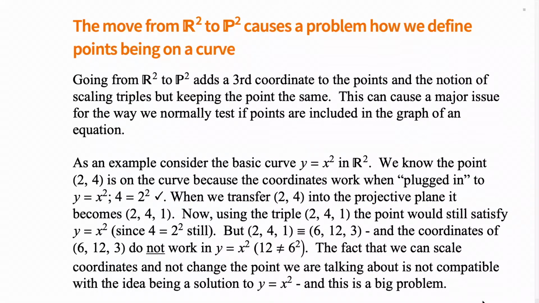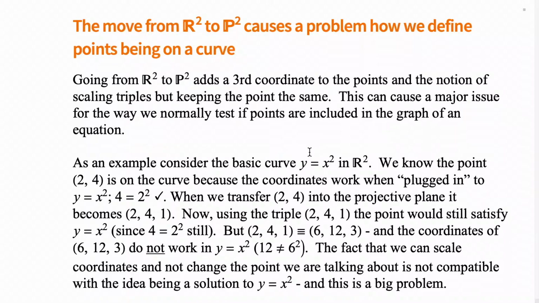It turns out that the move from R2 to the projective plane causes a problem for how we define points being on a curve. When we go from R2 to the projective plane, we do that by adding a third coordinate to the points, as well as the notion of scaling the triples but keeping the point the same. It turns out that this scaling can cause a major issue for the way we normally test to see if points are included in the graph of an equation or not.